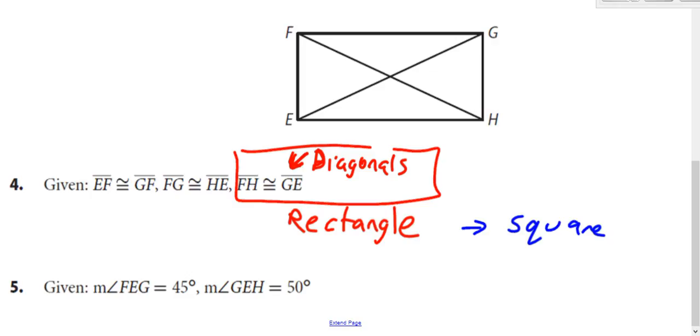So given angle FEG is 45 degrees and angle GEH is 50 degrees, could it be a rectangle? Well, 50 plus 45 is 95. So no. It has to be 90 degrees, not 95 degrees.